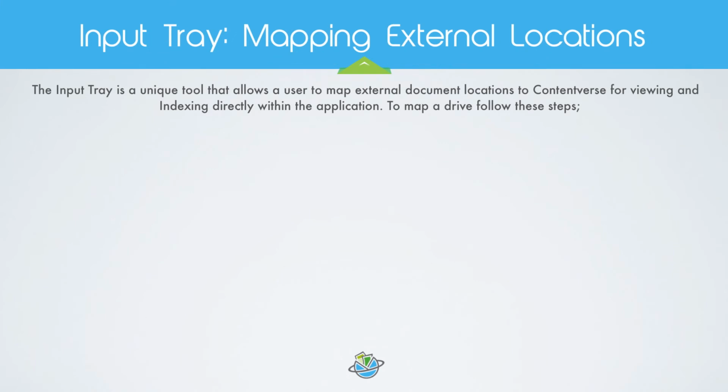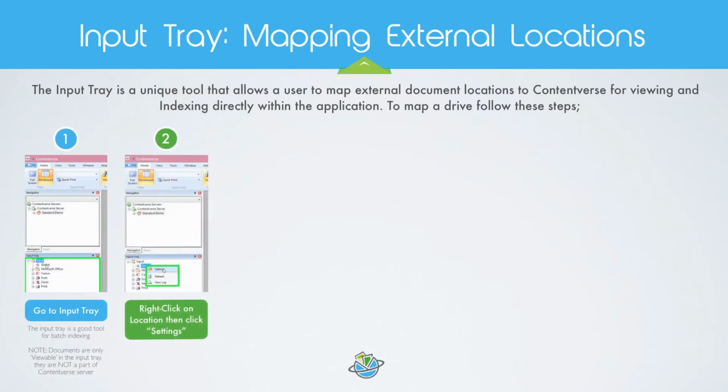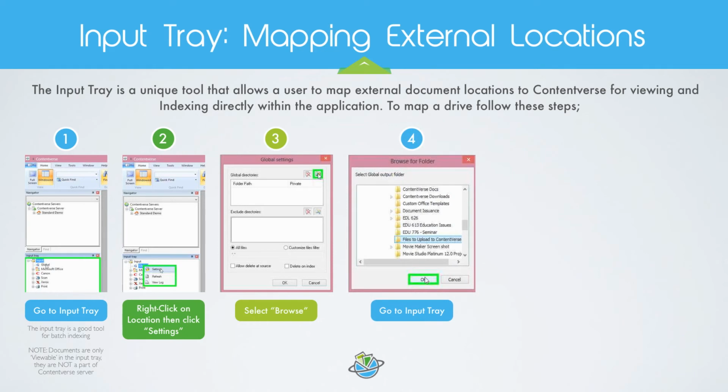The input tray allows you to map external document storage locations to Contentverse for viewing and indexing into the navigator pane. To map a drive, follow these basic steps. In the input tray, right-click on the location. For instance, to map a folder from My Documents, you can simply right-click on the global tray. When the Global Setting dialog box appears, click on the browser icon. This will take you into your network environment. Navigate to the folder you want to map, highlight it, and click OK.